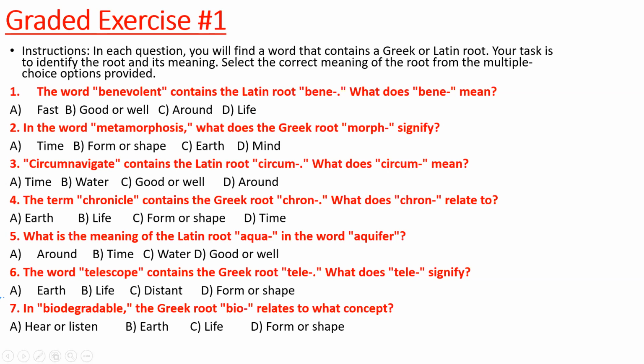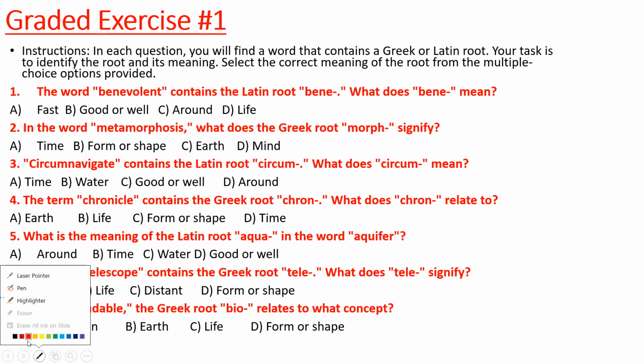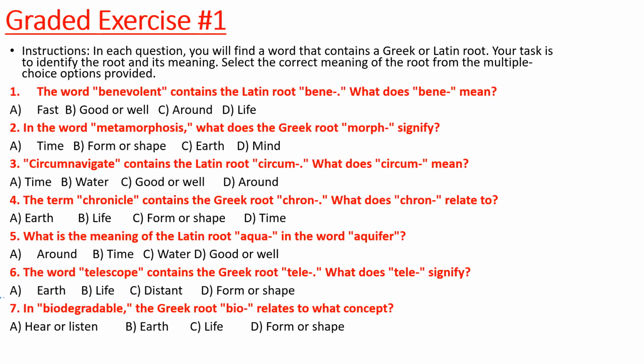Okay, number 1. What do we have for number 1? The word benevolent. What's the answer? Good or well. B, good or well, very good. Number 2, in the word metamorphosis, what does the root morph mean? Form or shape. B, form or shape. Very good. How many persons got number 1 and 2 right? I did. Very good.